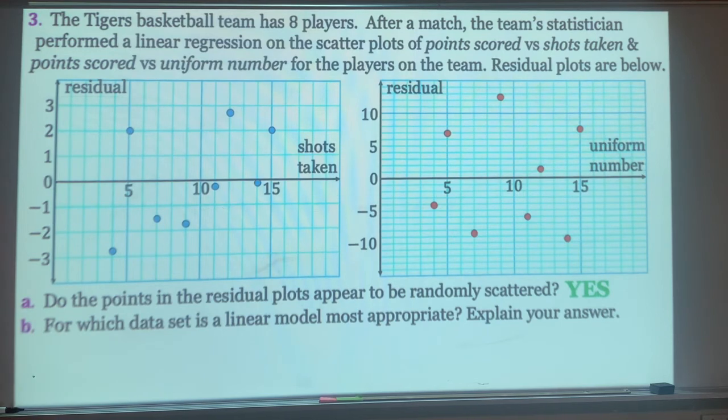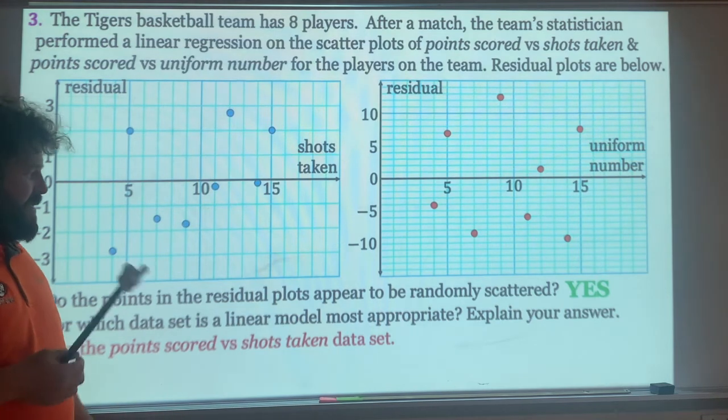For which data set is a linear model more appropriate? So what do you think is more appropriate? Shots taken versus points scored, or uniform number versus points scored? Points scored versus shots taken. You know why that is?